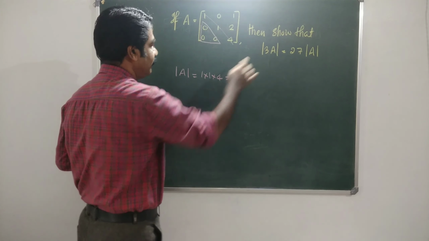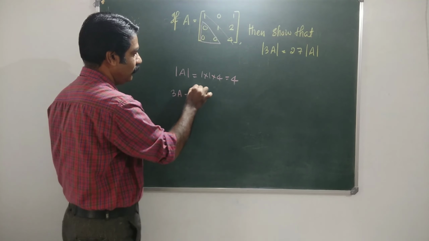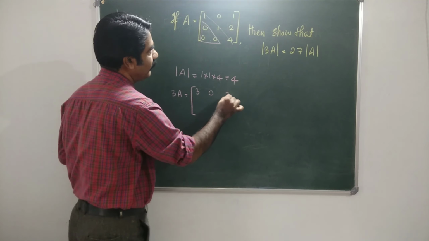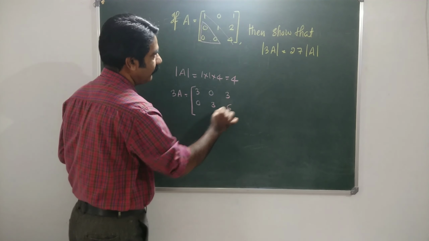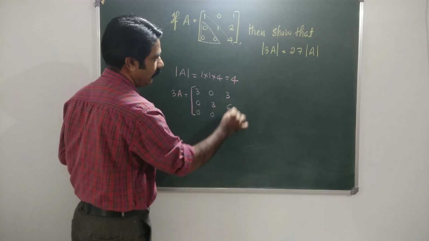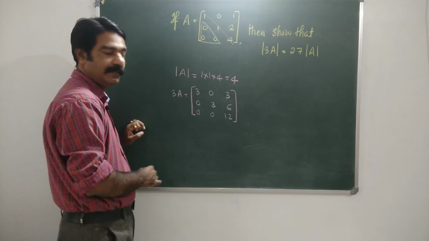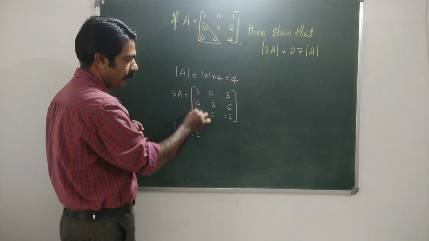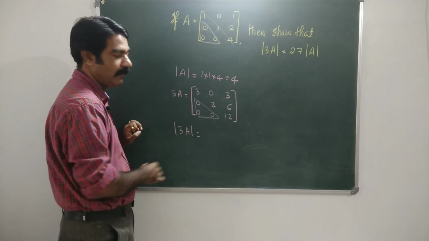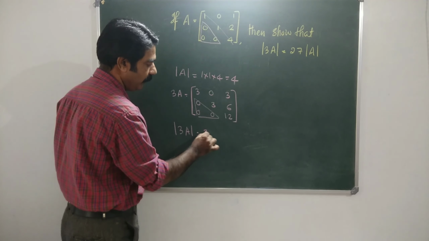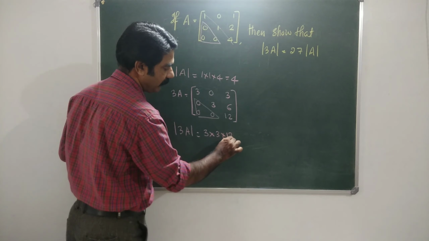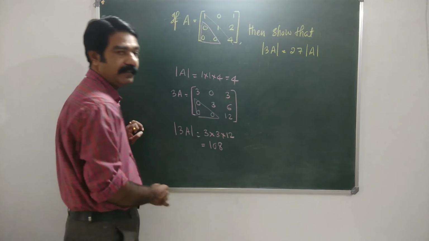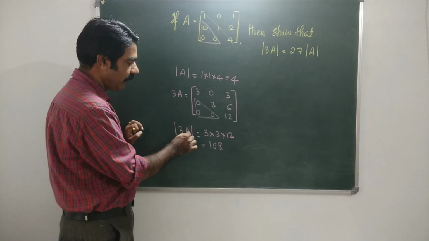Now what is 3A? 3 times A, this is matrix A. So 3 into 1 is 3, 0 and 3, 0, 3 and 6, 0, 0 and 12. This is matrix 3A. So what is determinant 3A? This is also an upper triangular matrix, so the determinant is equal to 3 into 3 into 12, the product of the diagonal elements. 3 threes are 9, 9 twelves are 108.